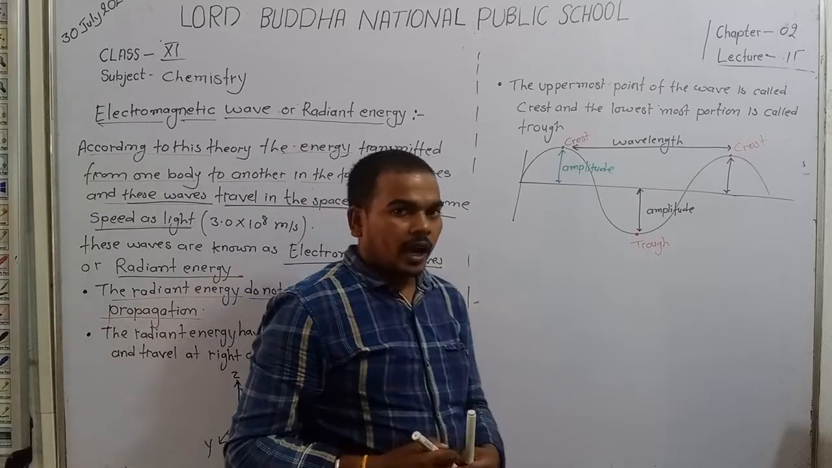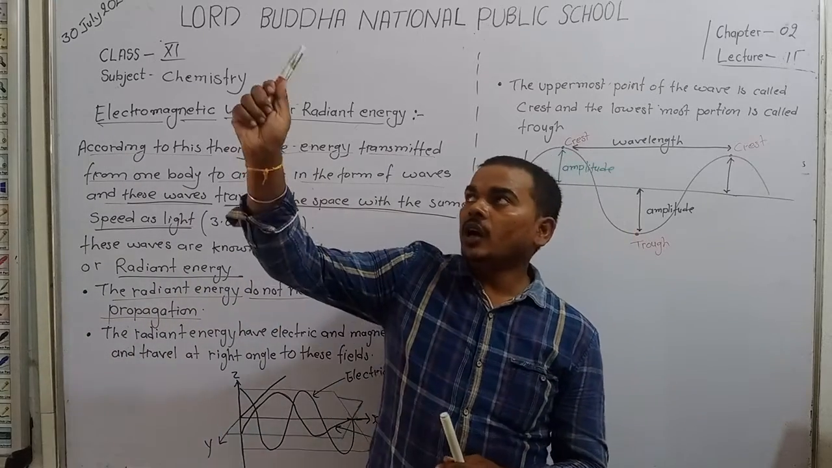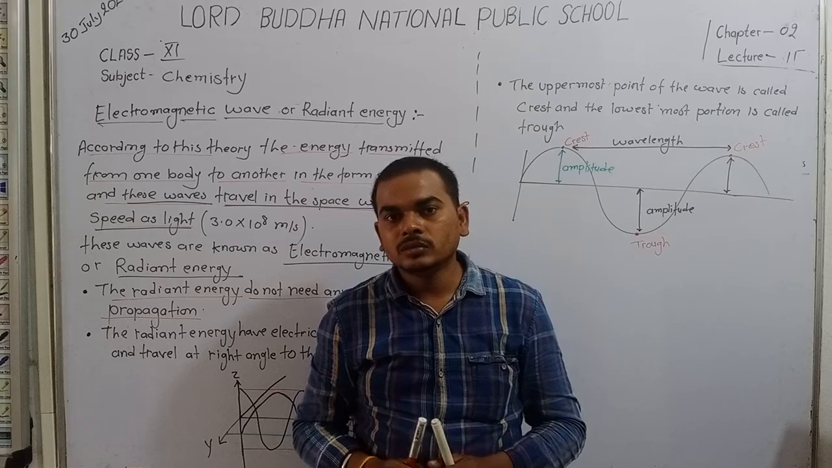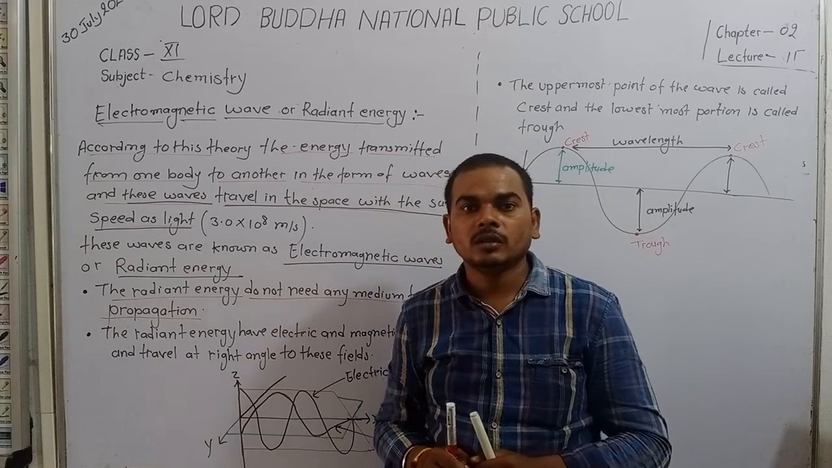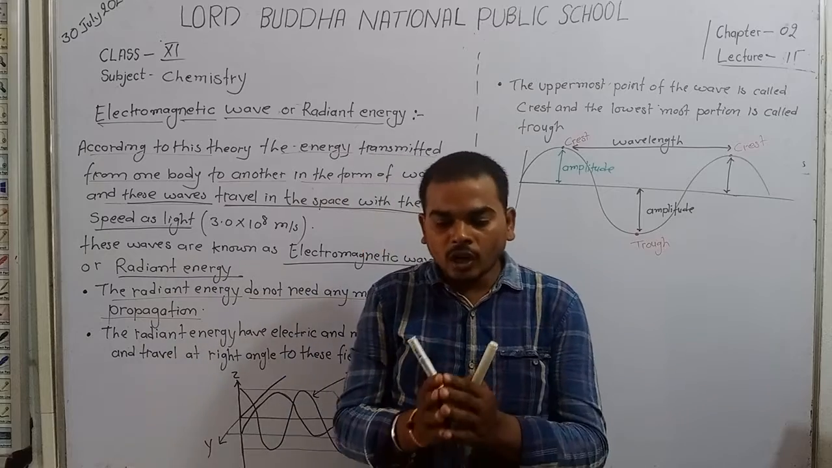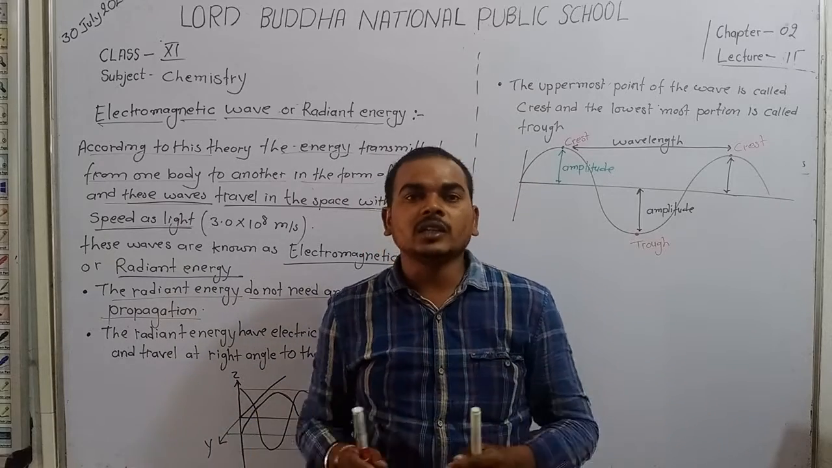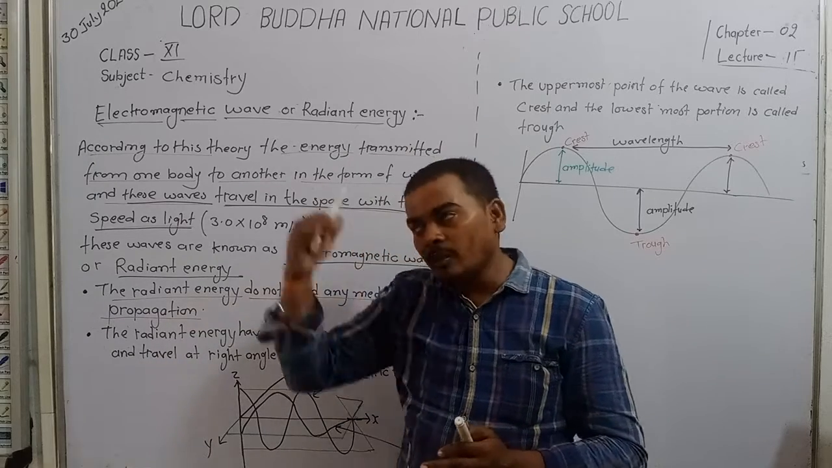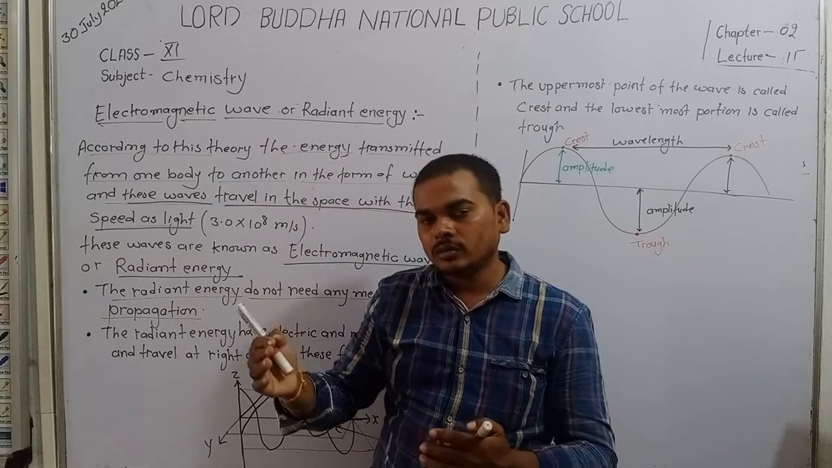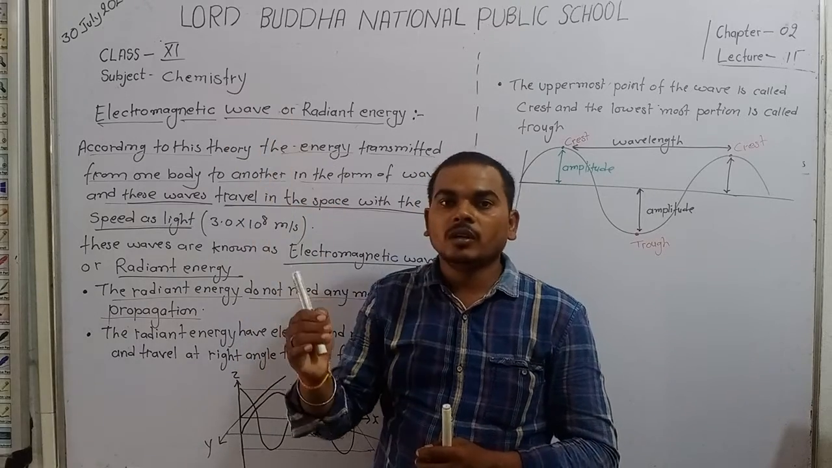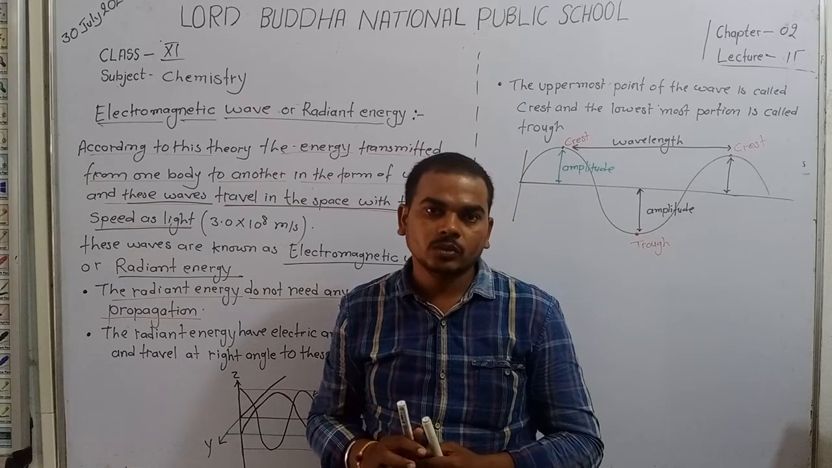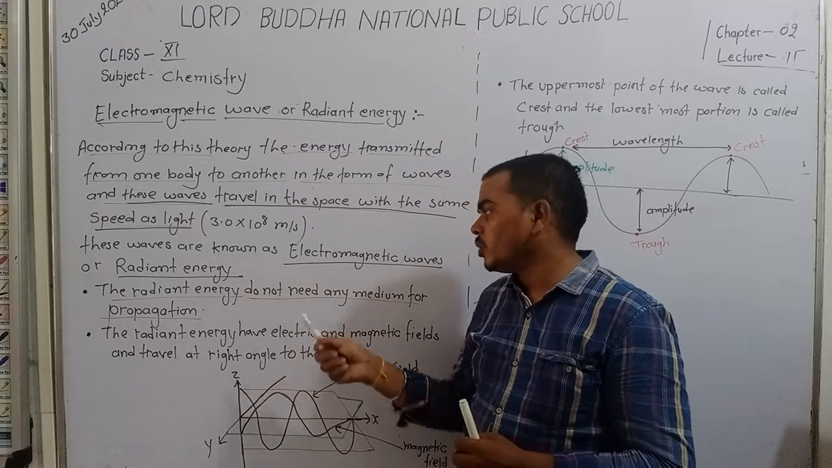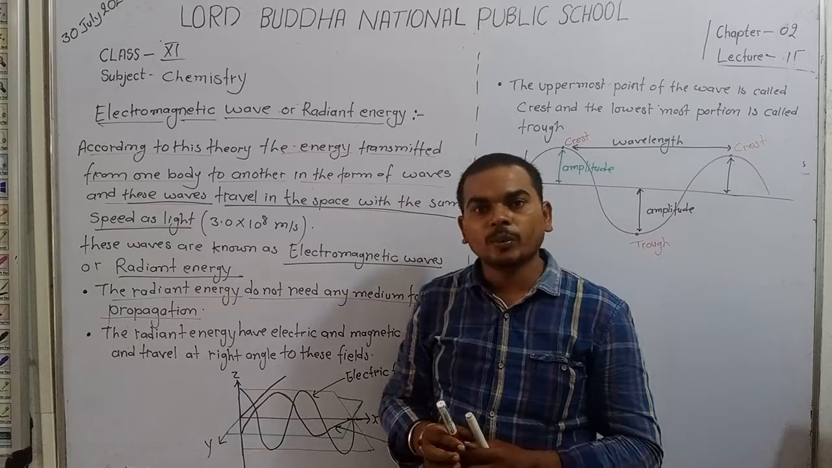Dear students, I think you understand. Between the earth and the sun, a vacuum exists. In a vacuum, there is no gas and no particles are present. It means the light, the radiation, comes from the sun to the earth without any medium. So we say that radiant energy or electromagnetic waves do not need any medium for propagation.